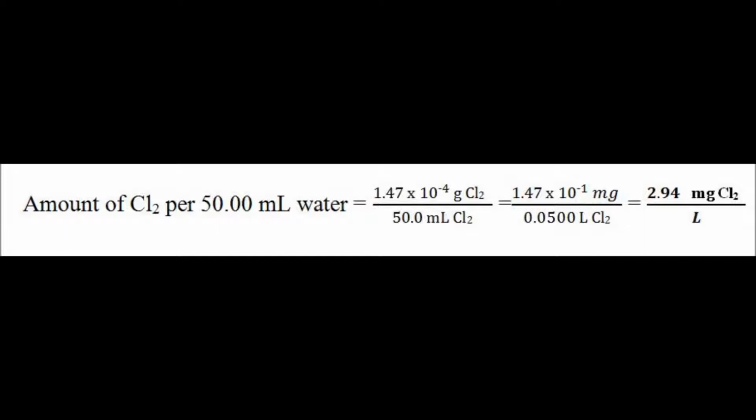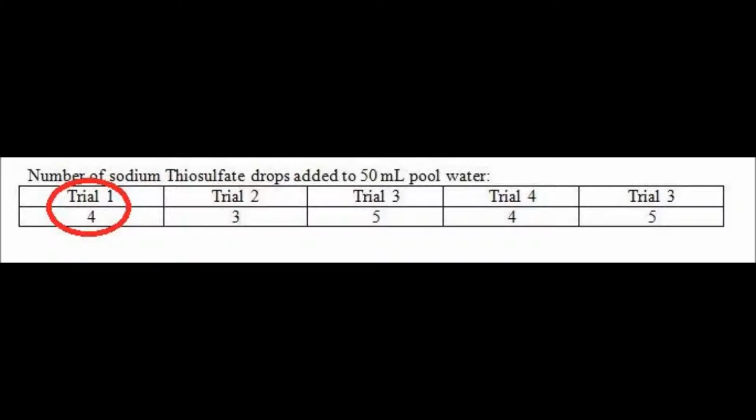Since the unit of the term parts per million is milligrams per liter, I had to convert the grams of chlorine to milligrams by multiplying by 1,000 and converting the milliliters of water into liters by dividing by 1,000. To find the milligrams per liter, or parts per million, I divided 1.47 times 10 to the negative 1 milligrams of chlorine by 0.05 liters of water to get 2.94 milligrams per liter, or parts per million.